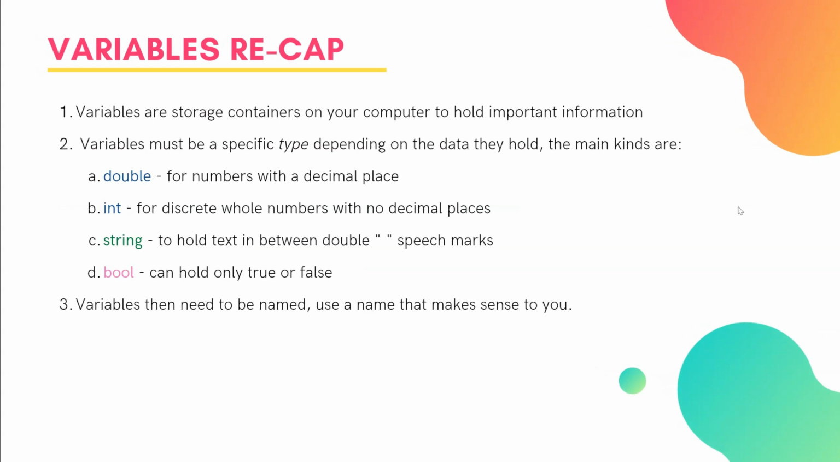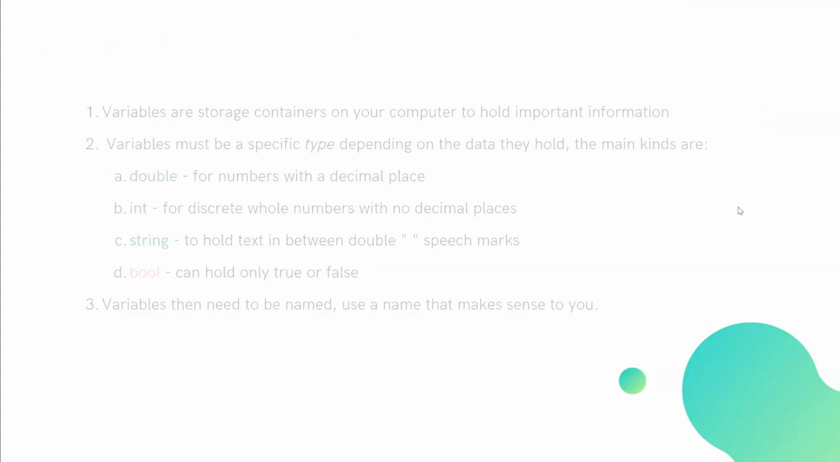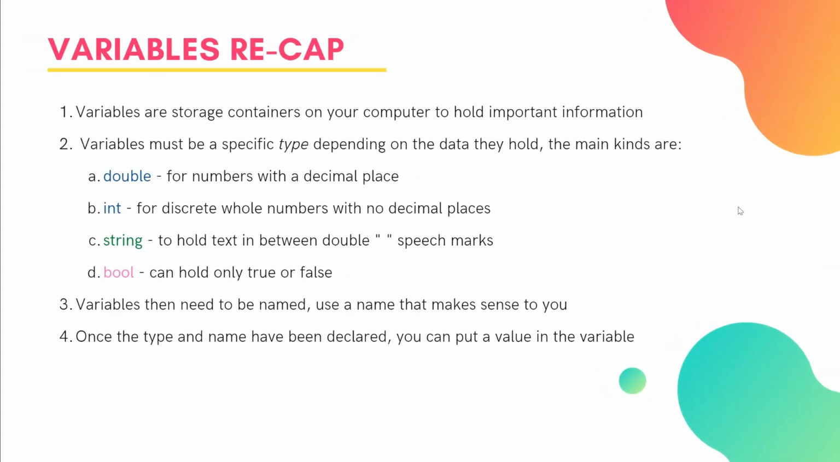Variables then have to be named, and it's useful to use a name that makes sense to you. So when you're looking back at the names of those variables in your code, you understand what that variable is and why you've stored it. If you just put myVariable1, it doesn't tell you very much about what that variable is storing. But if you give it a name like movingAverageNumber, that contains the number of the moving average at a specific point, that is telling you what that variable holds.